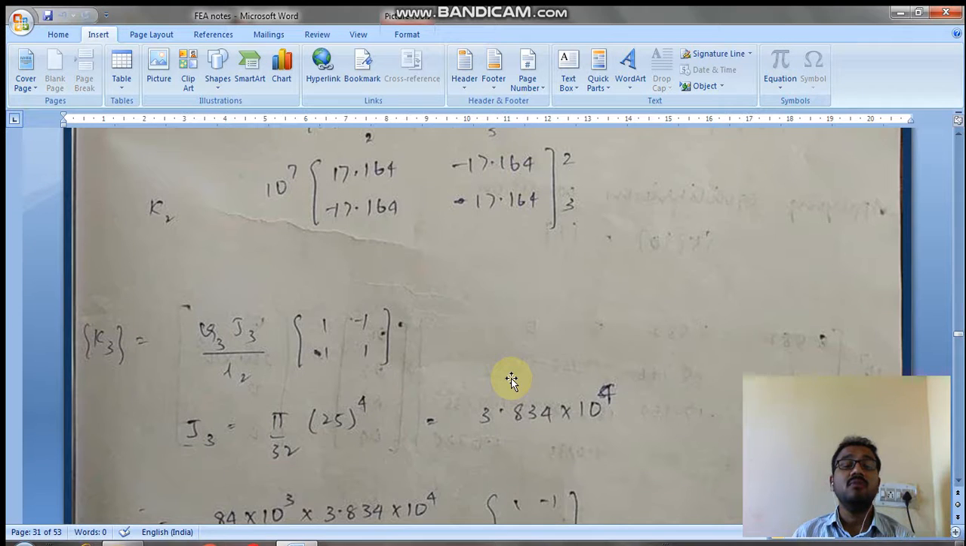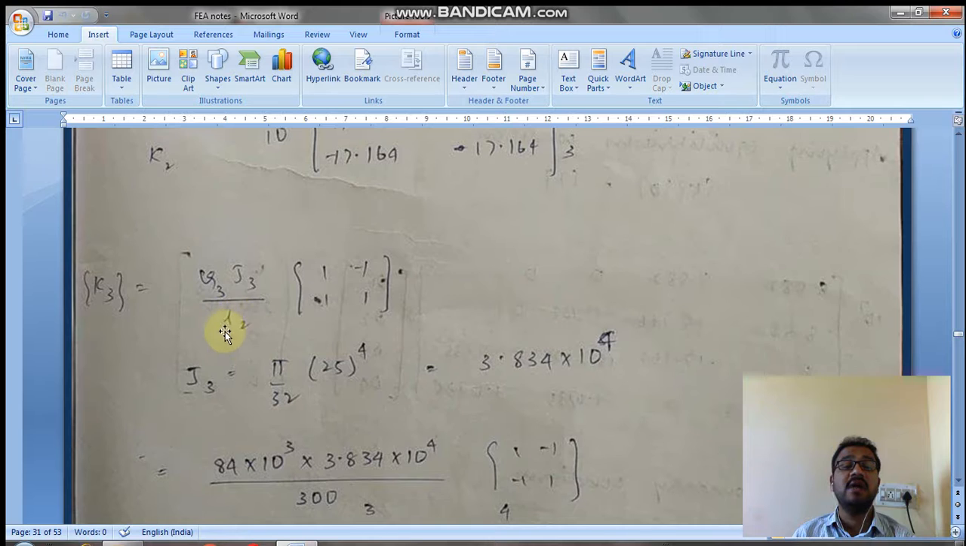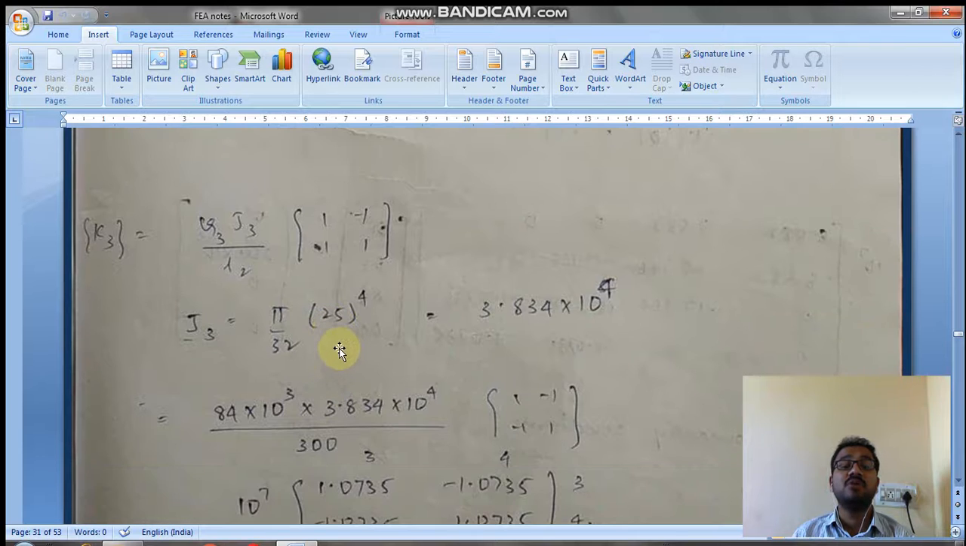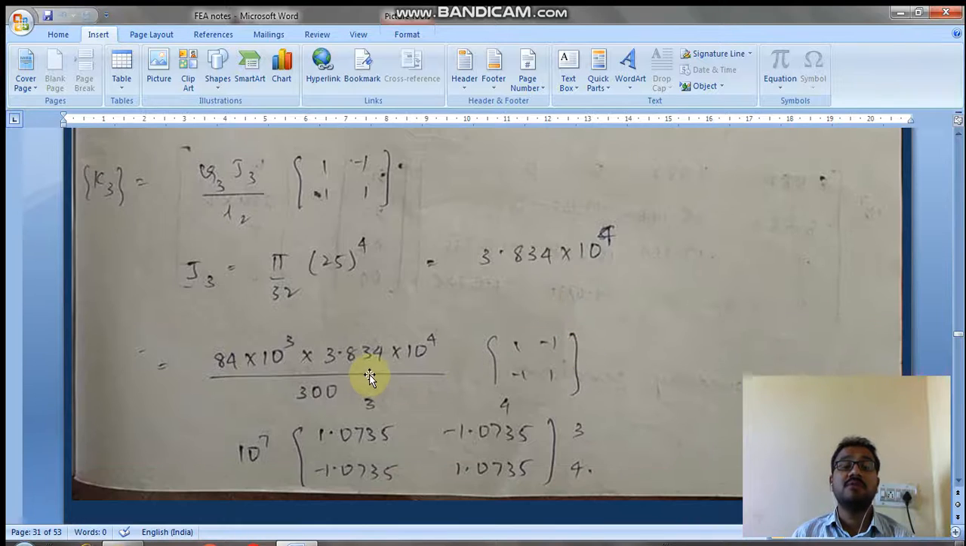For element 3, the element stiffness matrix formula is G3 J3 by L3, times [1 -1; -1 1]. For J3, since the diameter is 25, after substituting in the pi by 32 d power 4 formula, that is pi by 32 times 25 power 4, from the simplification I will be getting 3.834 into 10 power 4. I will be substituting that value here, and the G value, the rigidity modulus in terms of Newton per mm square. I will be substituting this, and L3 is 300. I will be substituting here.